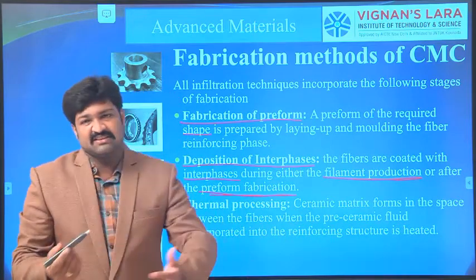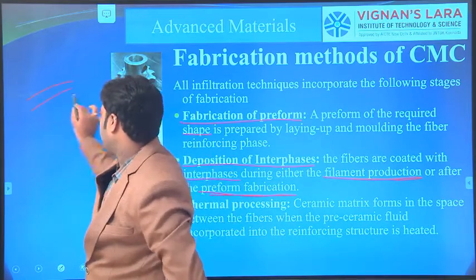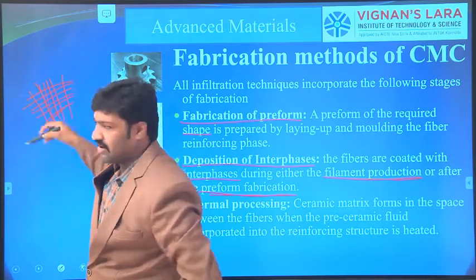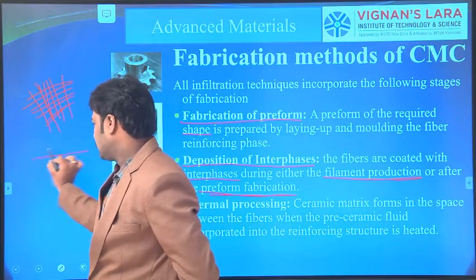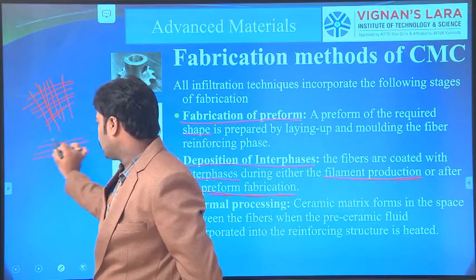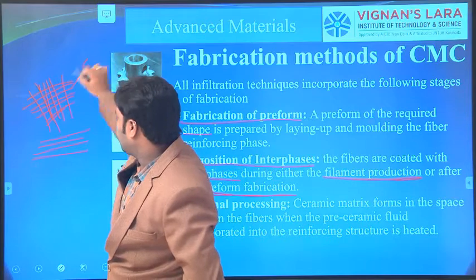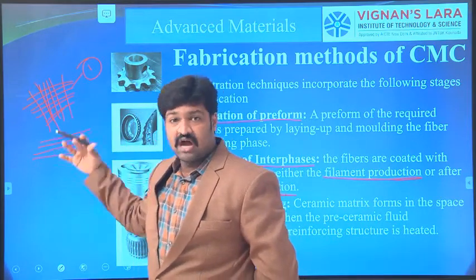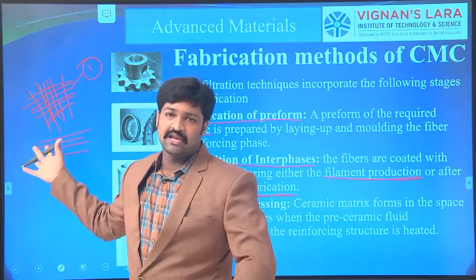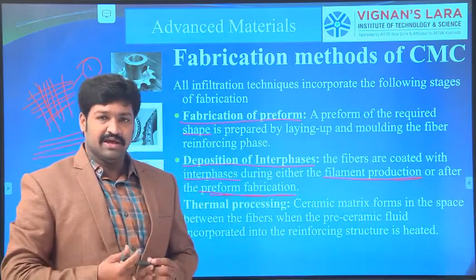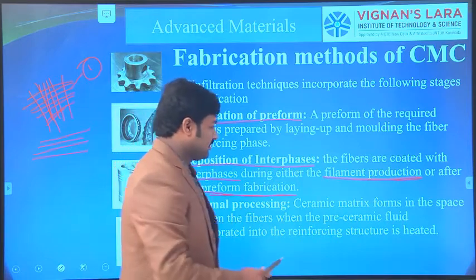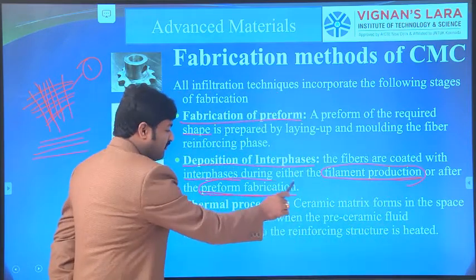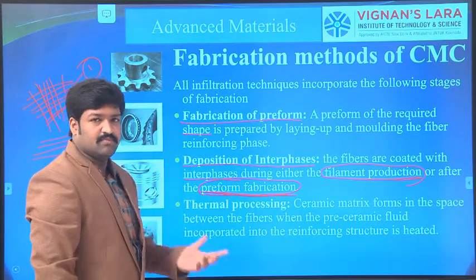Here by means of a number of fibers we are preparing a preform like this with a number of layers. Simply one after the other we are stacking the first layer, and on top the second layer, third layer, fourth layer. This is the schematic of layer one. Similarly in one more direction we are adding all the layers. After the formation of this shape, then also we can add this interface to the preform. That's the second step. It can be done either by means of filament production or after preform fabrication. Both can be done.